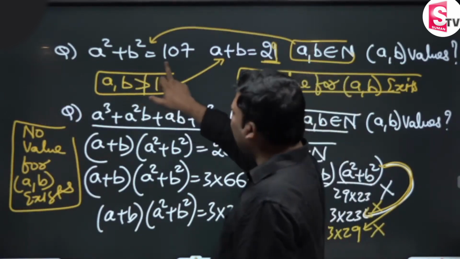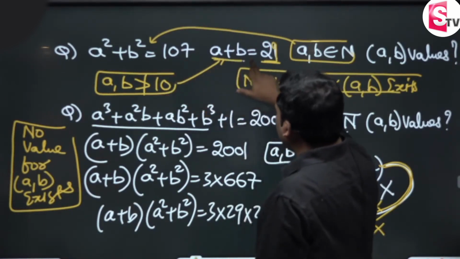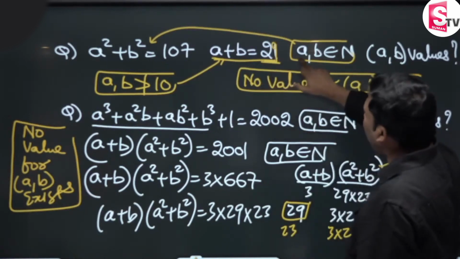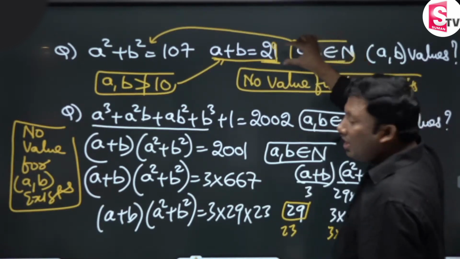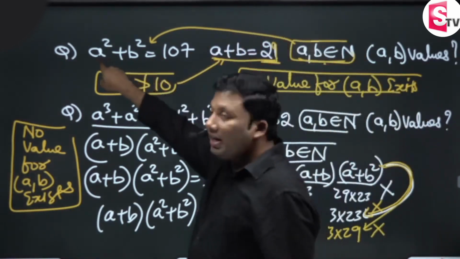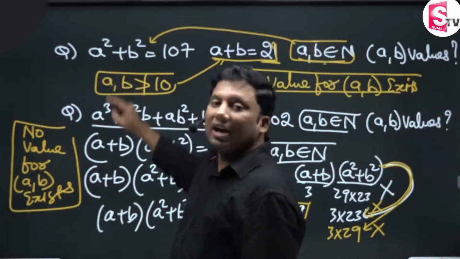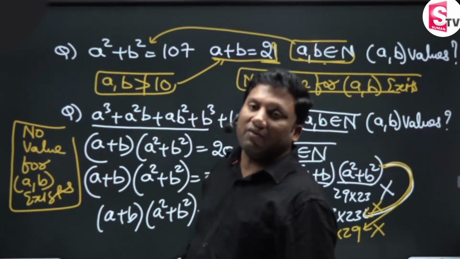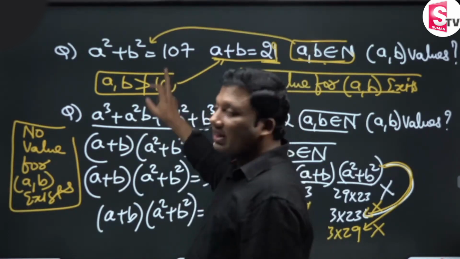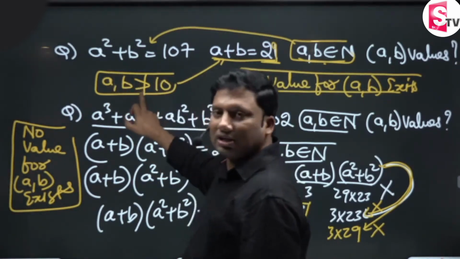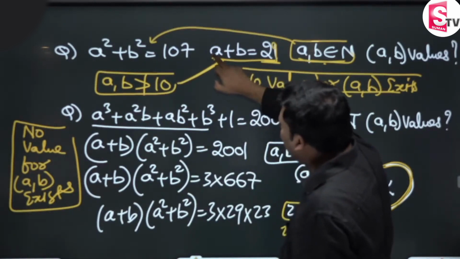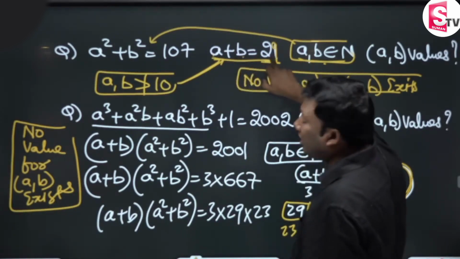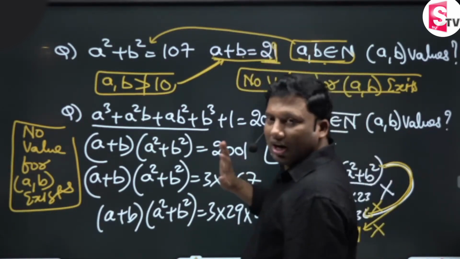A square plus B square is 107. A plus B is 29. A and B are natural numbers. A cannot take more than 10. 11 square plus something, 121 plus positive, is greater than 107. A and B cannot take more than 10. If I take 11 plus 11, 22, it is 29. So it is not possible.